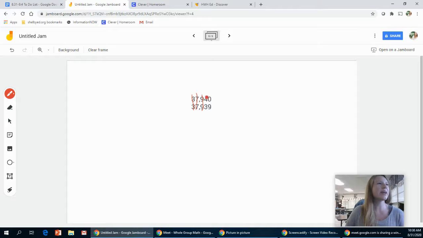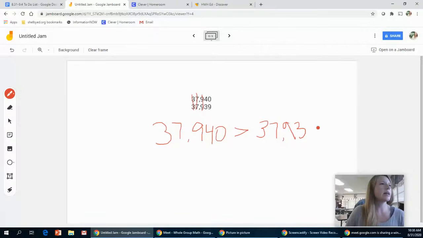So that means 37,940 is greater than 37,939. So is A true? Does A work? Yes, it does. Remember, it wants to eat the bigger number. Alligators want a big meal. They don't want a small meal. They want the big meals. They're going to eat the big one. That alligator mouth right here is going to eat the bigger number. There's the teeth.